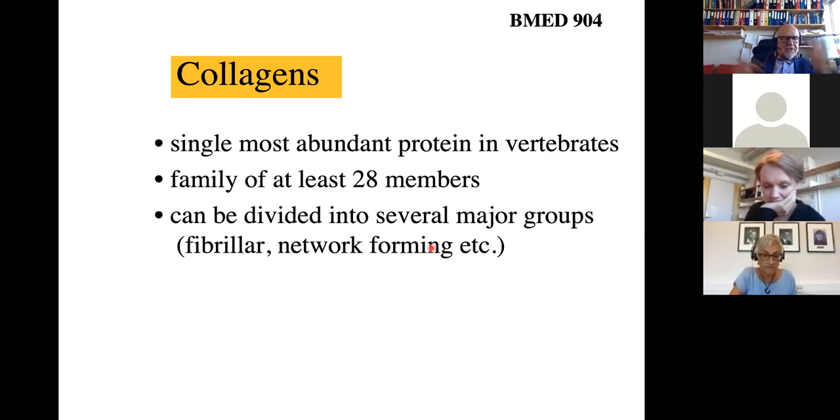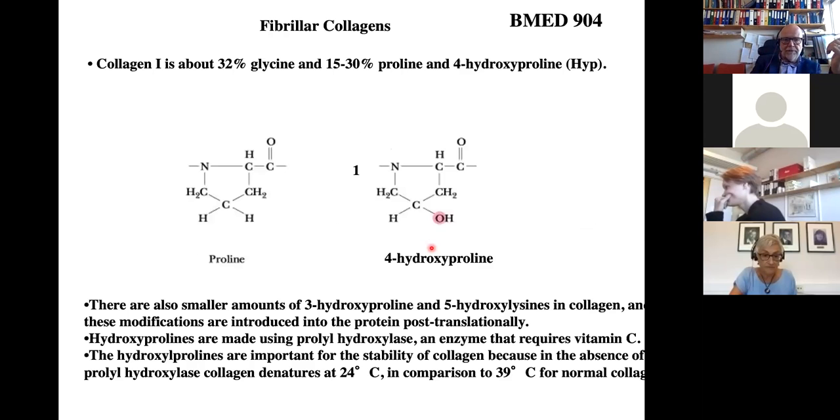So the collagens can then be divided into many different subfamilies, but maybe the two major ones are the fibrillar collagens, which are the most abundant collagens, the collagens in bone, cartilage, and skin, etc., and network forming collagens, which includes collagen type 4, which makes up the basement membrane, which we have throughout the body.